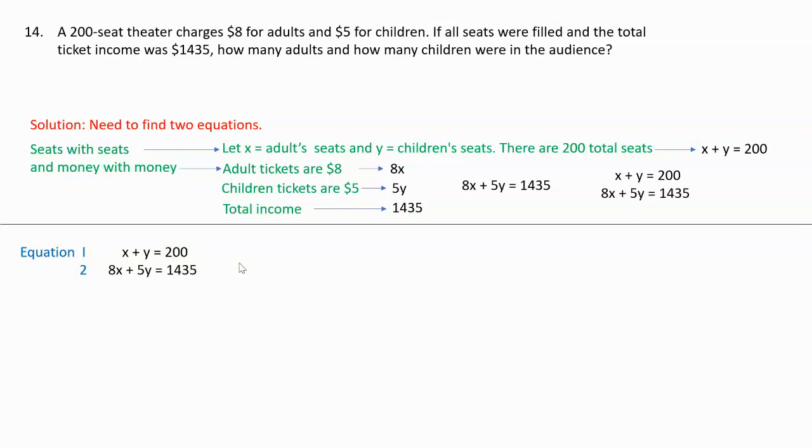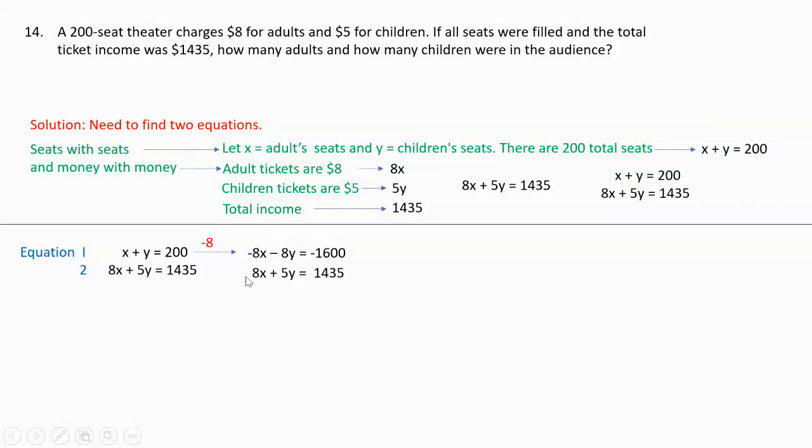What's easy to eliminate here? It doesn't really matter, but I believe I'm going to eliminate the x's. To eliminate the x's, I need to multiply the first equation by negative 8. And again, why negative 8? Because negative 8 times x will give us negative 8x, and then when we add it to the second equation, the 8x's are going to be eliminated. But I have to multiply negative 8 times every term. The result is negative 8x minus 8y equals negative 1,600.